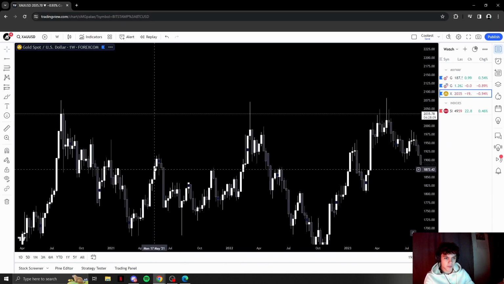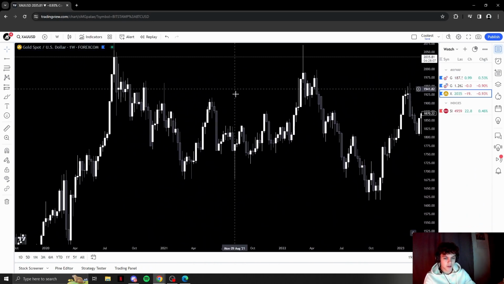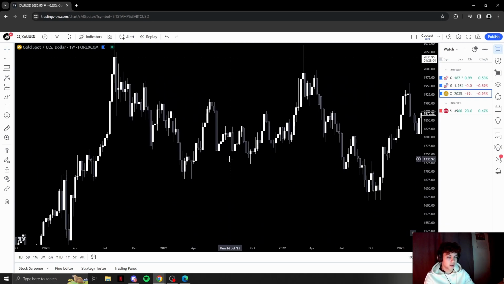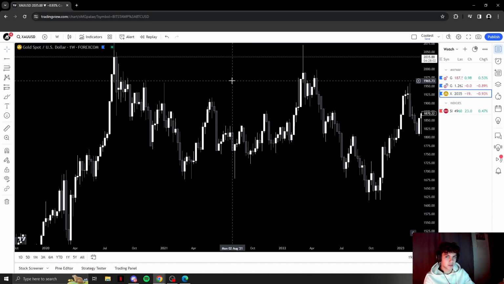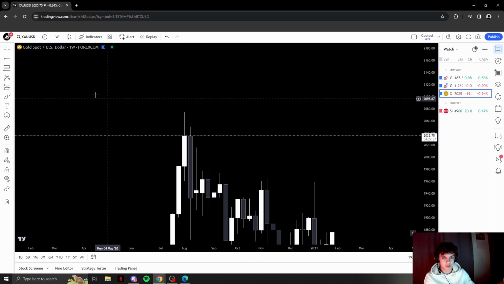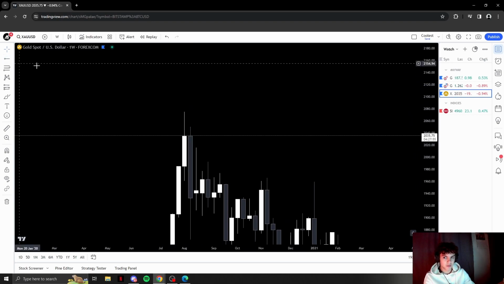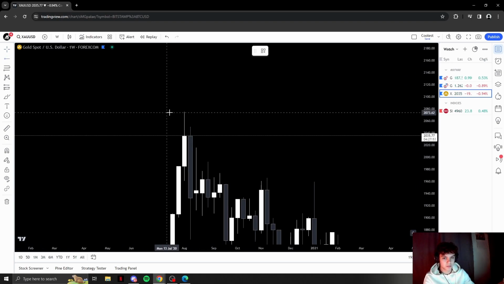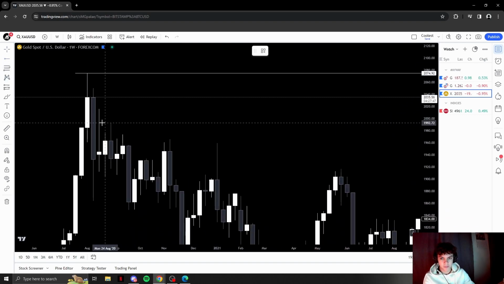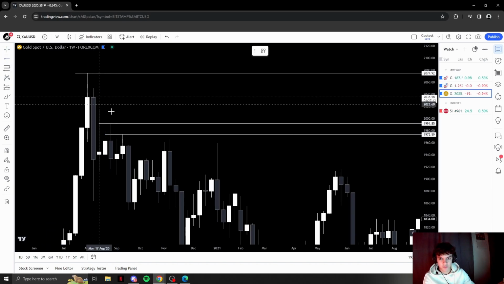So essentially, these wicks, these lows, they are liquidity. These highs, it's liquidity. For example, this high, this is weekly time frame. This high hasn't been swept currently, and this high has not been swept. This high has not been swept.